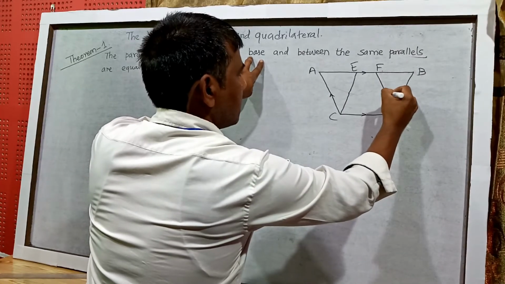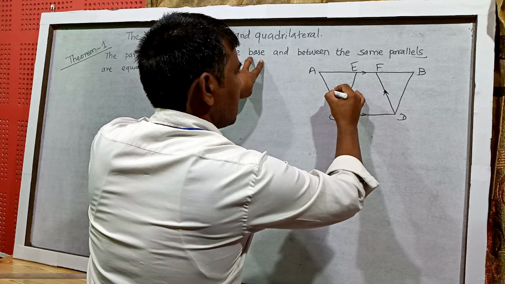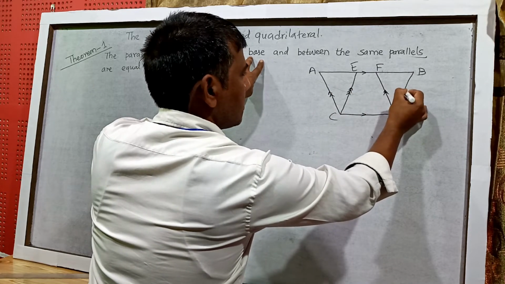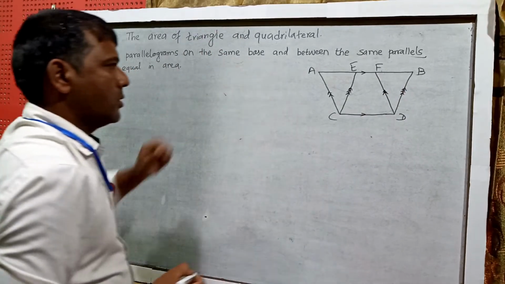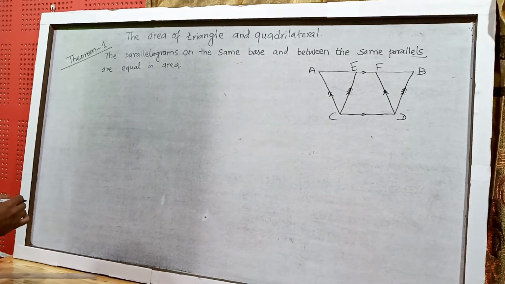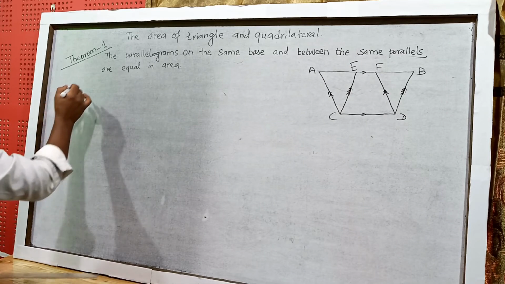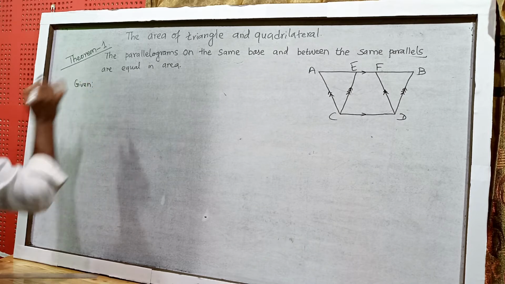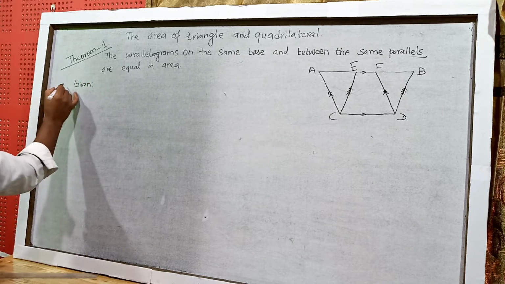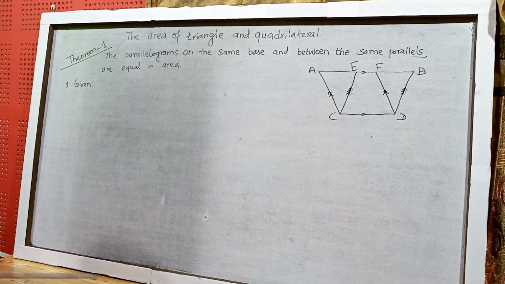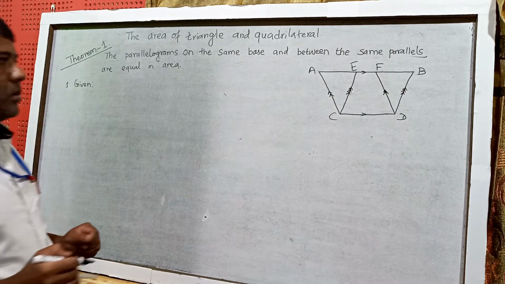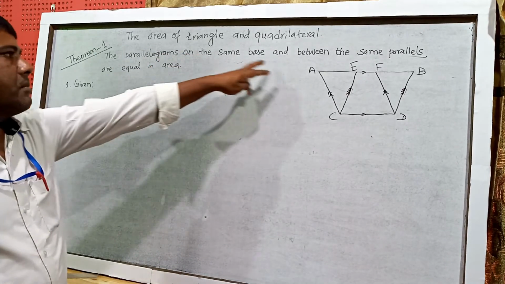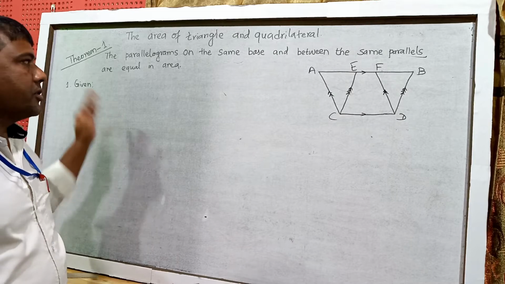This parallelogram and this is another parallelogram. To prove this, at first we should write the given. What is given to us? We should write number one, given. What is given to us? We have been given parallelograms on the same base and between the same parallels in the statement.